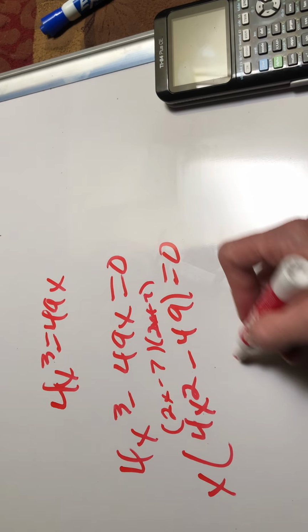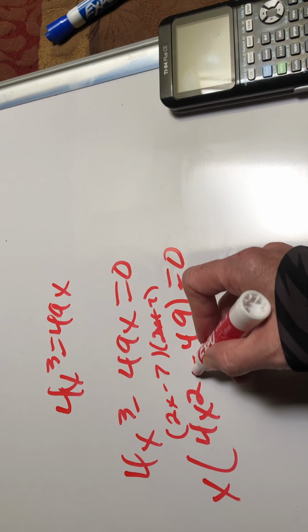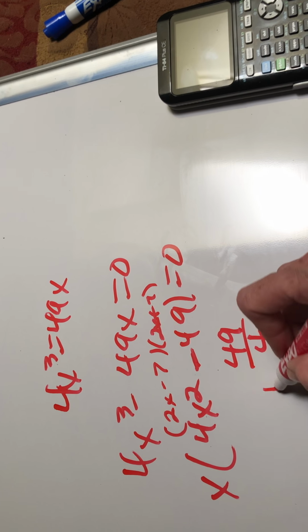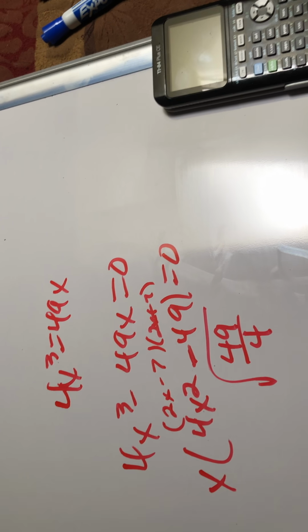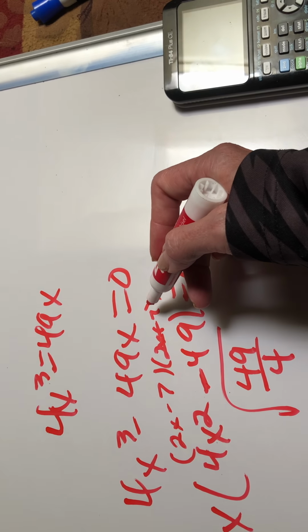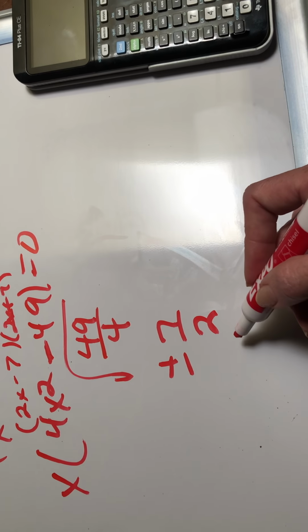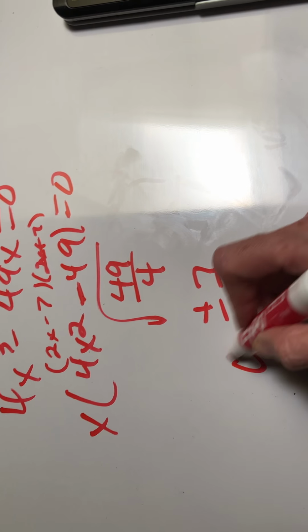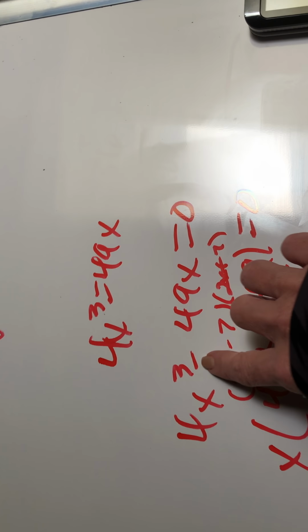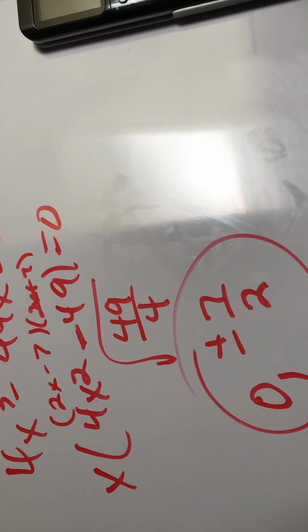Or do inverse operations. It's positive 49 because that's a subtracting 49. You've got to divide by 4 because you're multiplying by 4, and you need to take the square root. So that'd be plus or minus 7 over 2, which is what you get here. 7 over 2, negative 7 over 2, plus or minus 7 over 2. And then don't forget about the x, giving you zeros. Again, you should have 3 zeros because it's x cubed. Just like we got 3 zeros here, it's x cubed. Okay, so you'll see those.